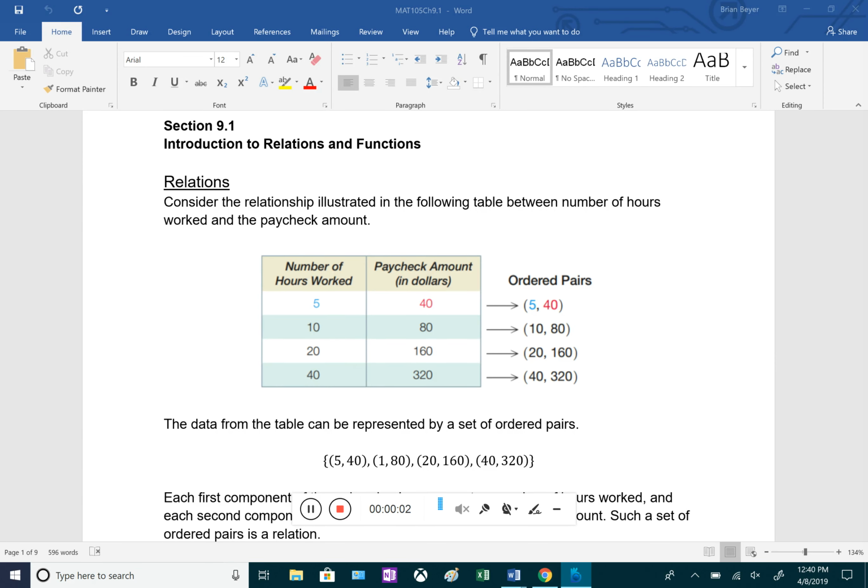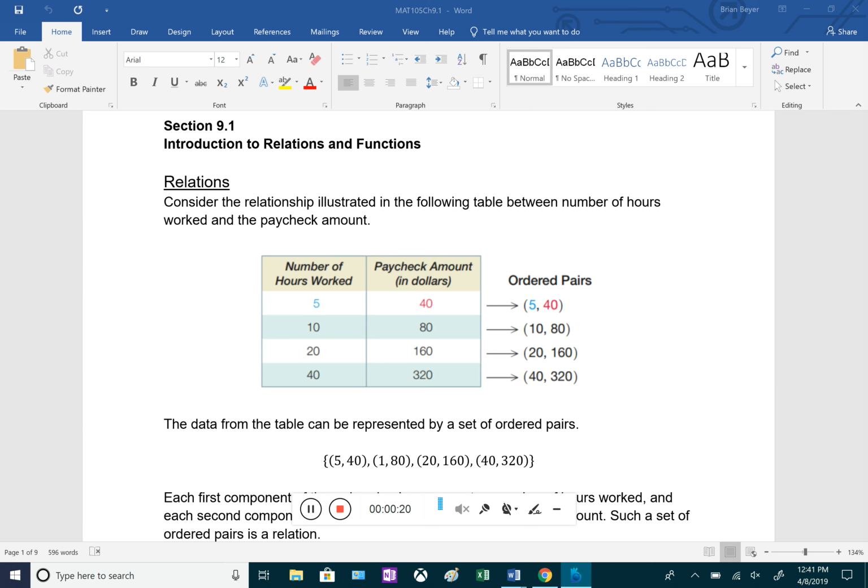In this section, we'll be talking about relations and functions. So starting off with relations. Before we get into the definition, let's say we have this table that corresponds the number of hours worked to the amount of dollars in the paycheck.